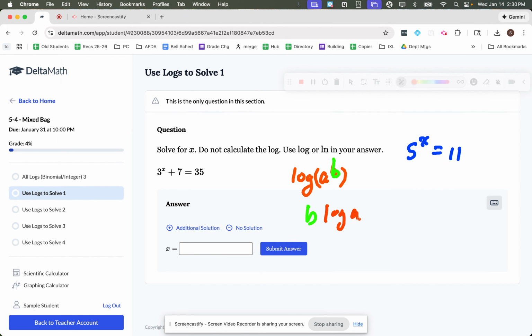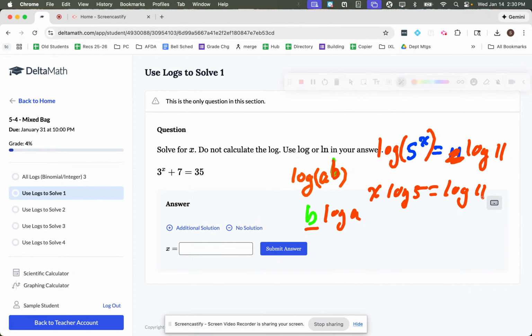B is not a power anymore. It's just kind of like a regular number. And log a, that's going to be a number as well. So you can do that. That makes sense to do here. Take the log of this side. But whatever you do to one side, you've got to do to the other. Okay, so this can be written x log 5 equals log 11.